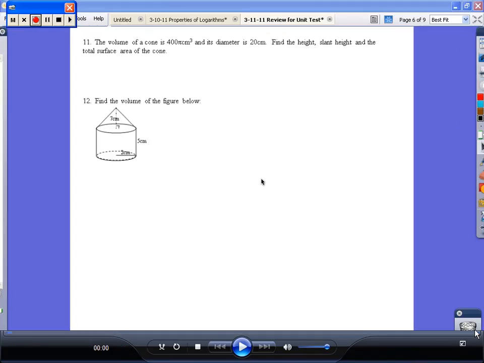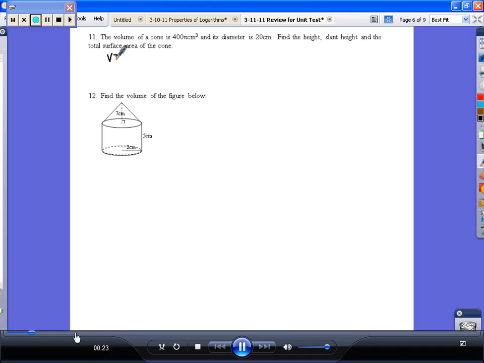Okay, so for number 11, you're given that the volume of the cone is 400 pi centimeters cubed and its diameter is 20 centimeters. You want to find the height and slant height and total surface area of the cone. Okay? So in order to do that, we want to start with what they give us, which is the volume. So we're going to start with the volume formula.